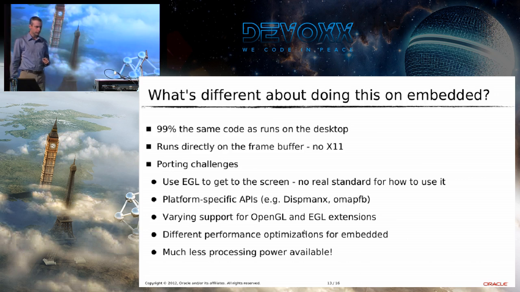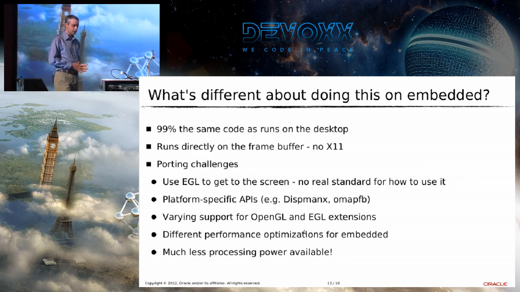So one thing that's interesting here is what exactly is different about doing this on embedded and the desktop. Essentially, the platforms we're looking at are straight embedded Linux platforms. And a lot of the code, I wrote here 99%, but it's probably more, is absolutely identical on the desktop and embedded. But there are a few places where it has to be different.